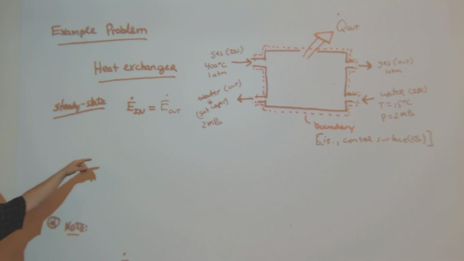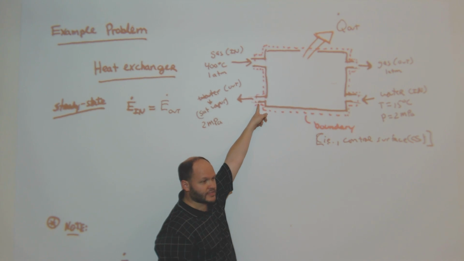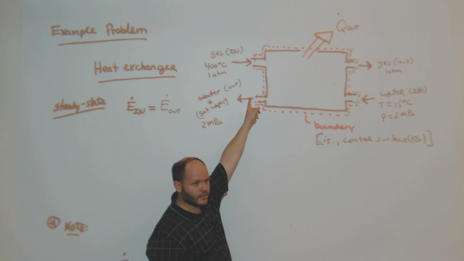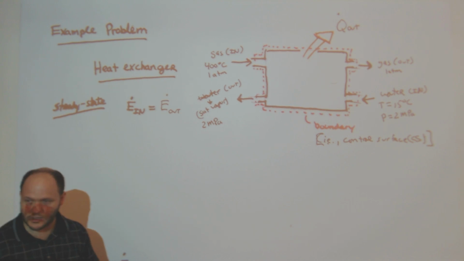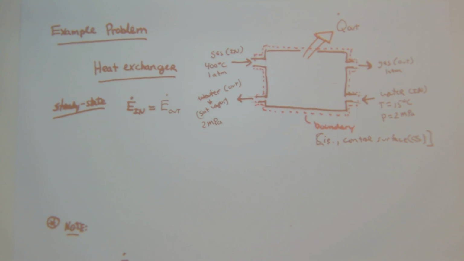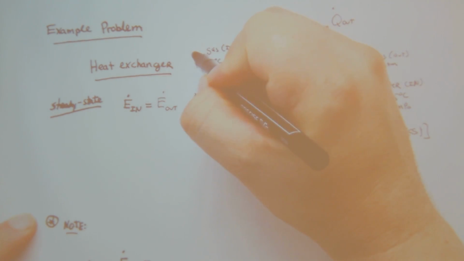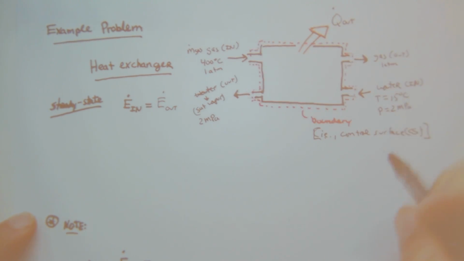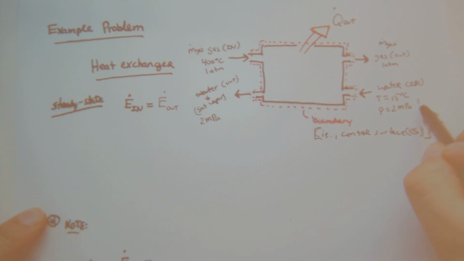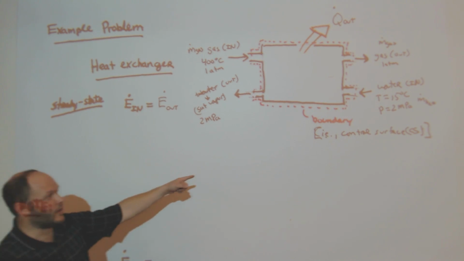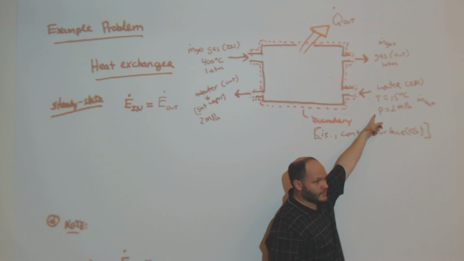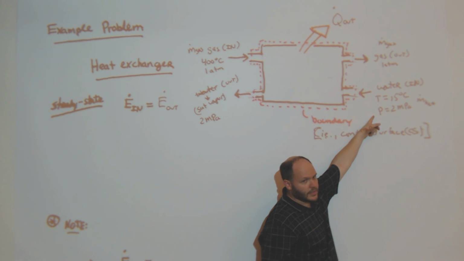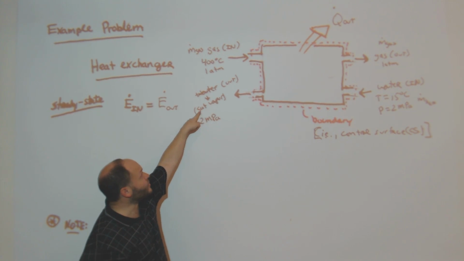And because it's steady state, we know the mass flow rate of gas coming in is equal to the mass flow rate of gas leaving. So we have some m dot gas, and an m dot gas. Likewise, we have some m dot water coming in. Now, it's liquid water coming in. And it's saturated vapor leaving.